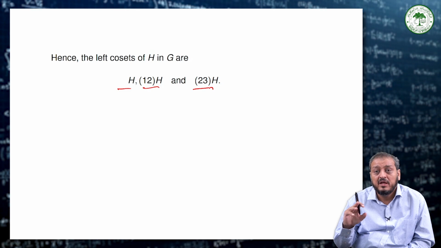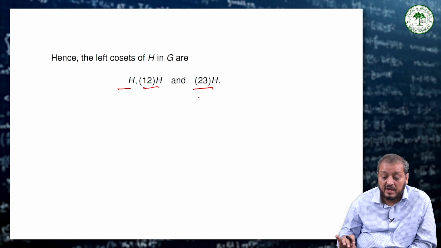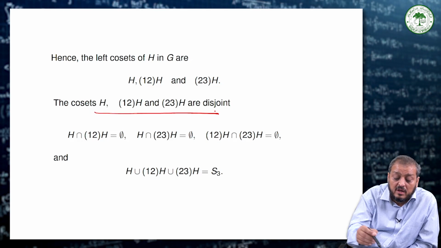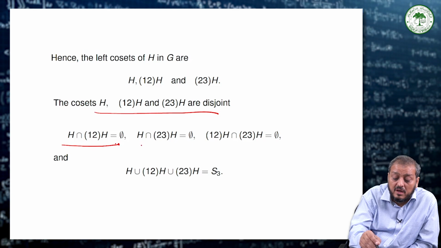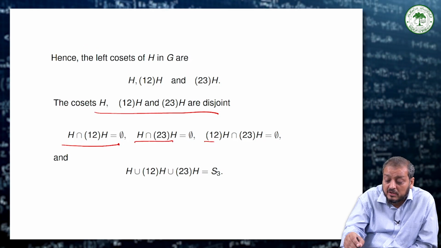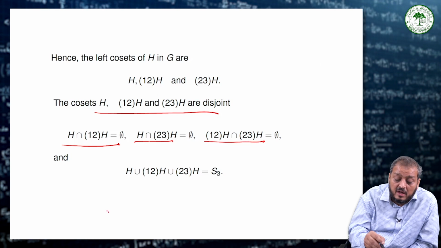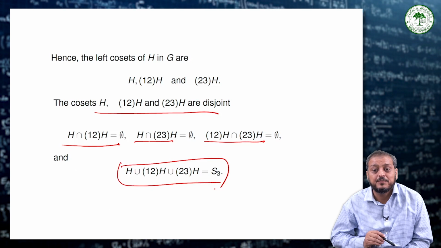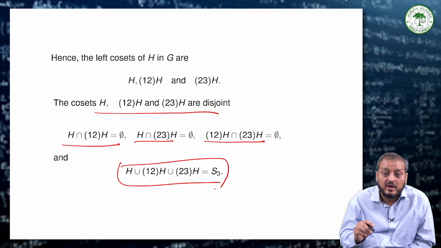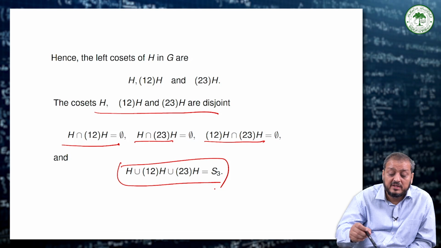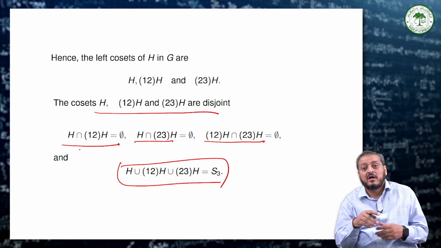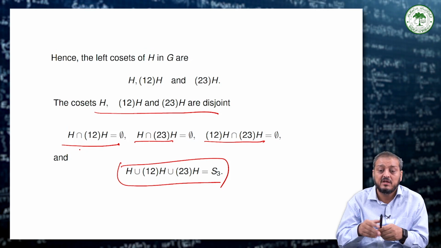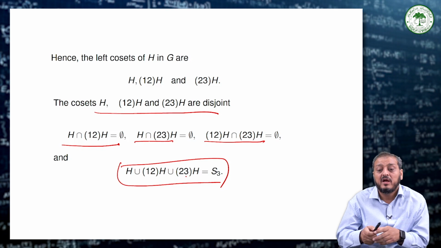So clearly we have these 3, and now if we take H, (1 2)H and (2 3)H, they are disjoint: the intersection of these two is empty, the intersection of these two is empty, and the intersection of these two is empty. Then if you take the union of these, all this is equal to S3. So clearly we have shown that all the cosets are a partition of S3 in the form of H, (1 2)H and (2 3)H.